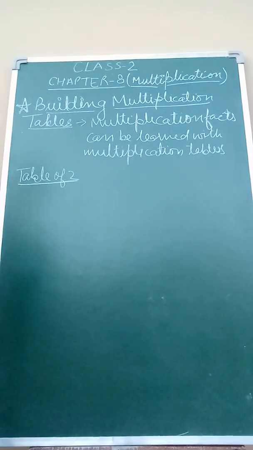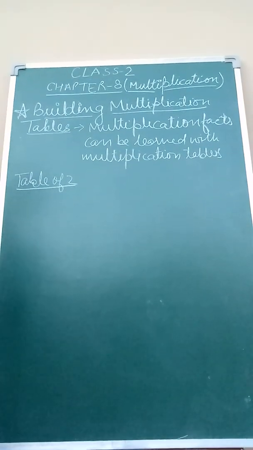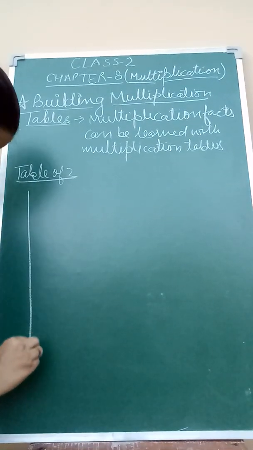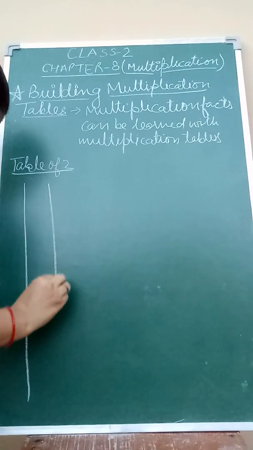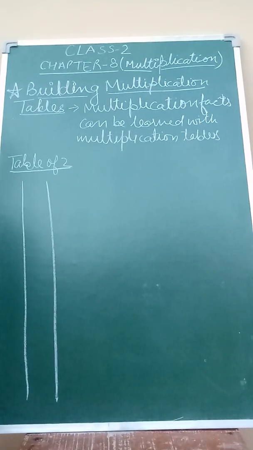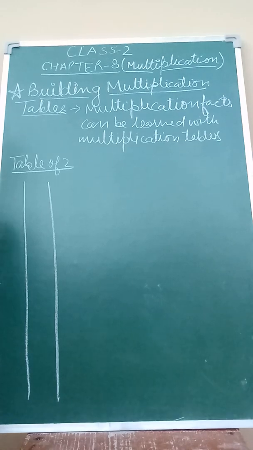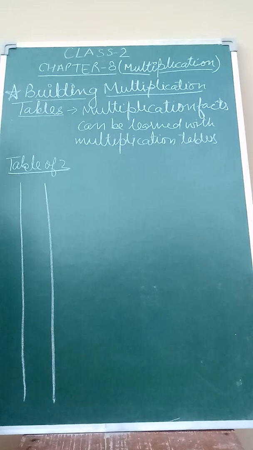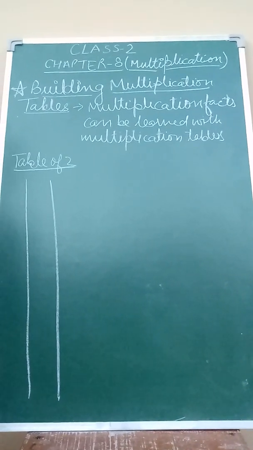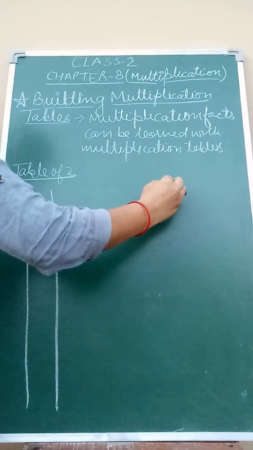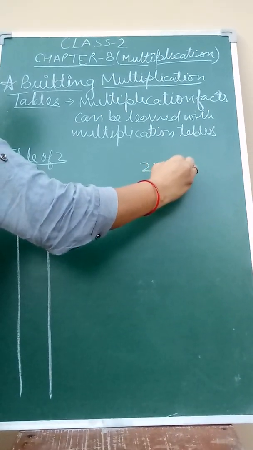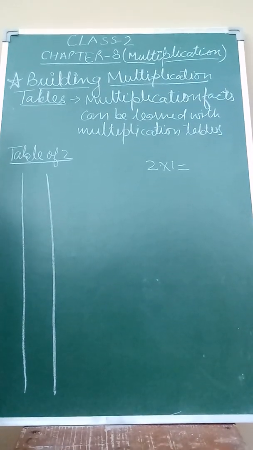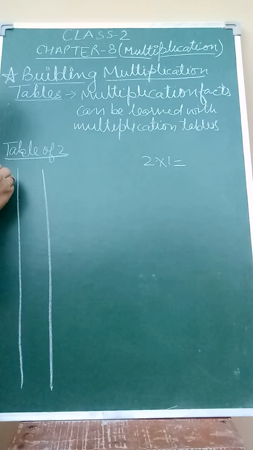So let's see what is the trick to form the table of 2. And students, for this you need 2 bamboo sticks. Place 2 bamboo sticks at some equal gap. This is the first step: take 2 bamboo sticks and put them in the vertical form at some equal distance. Now the first thing is to find 2 multiply 1. To find out 2 multiply 1, place 1 stick on the top across the sticks like this.